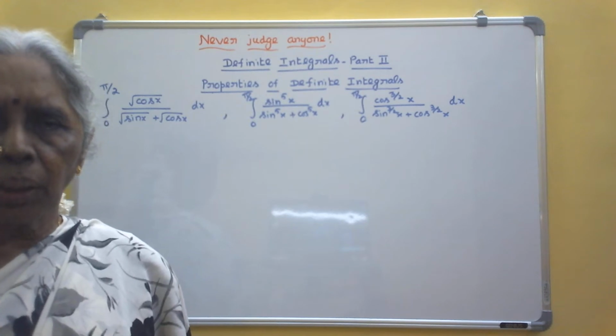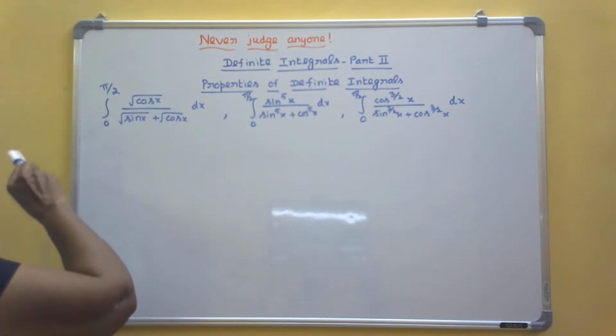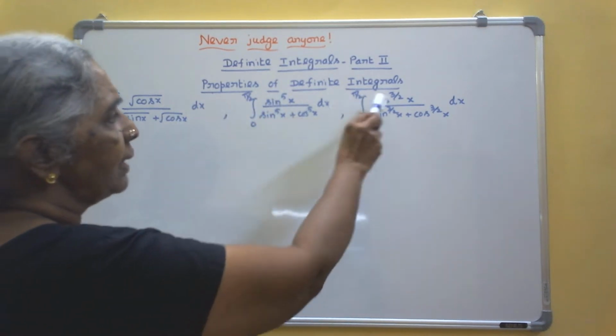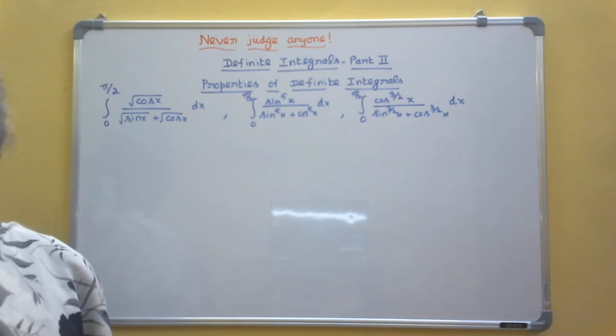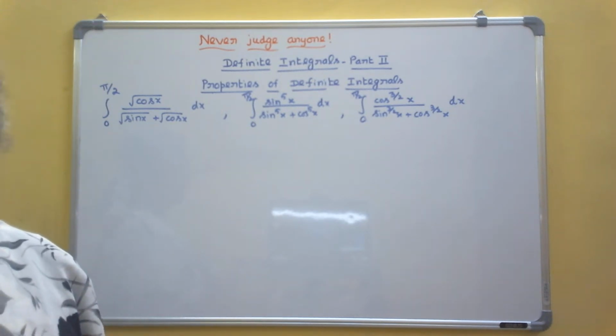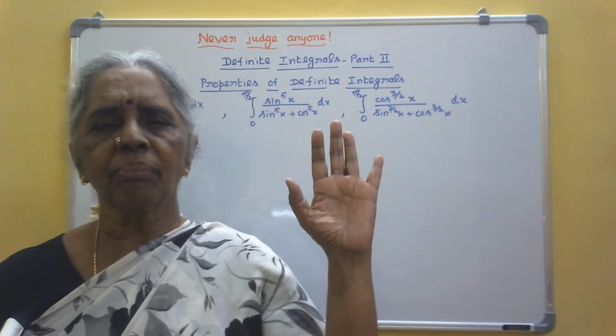Look at the numerator. Here you have a cos x alone. Here sine power 5 x. Here cos power 3 by 2 x. So now I can generalize it like this, when the limit is from 0 to pi by 2.